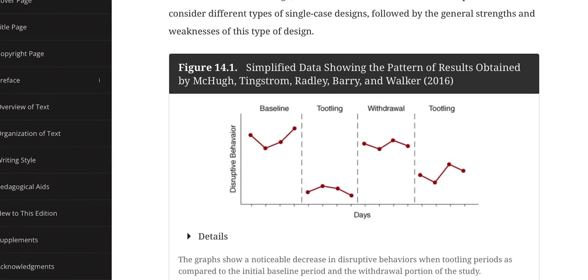So that's why a graph like this is more convincing, because you can visually see, yes, it went down. If you just look at the first two columns there, the baseline and the tootling, this looks like our other graph we looked at. And that looks like, yeah, there's something going on. But then to see it happen again, where they took the tootling away, this withdrawal, and the disruptive behavior went back up. And then when they reintroduced tootling again, it went down again. That obviously is stronger evidence to support that cause and effect.